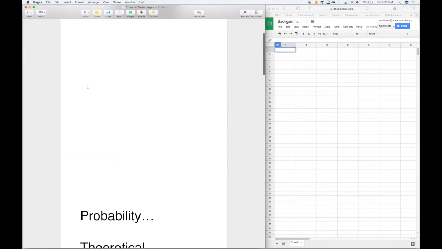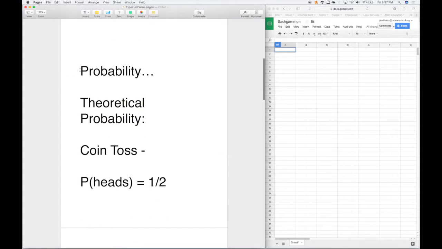Now, to understand expected value, you have to know a little bit about probability. Assuming you already have a basic background, but to review two key ideas. First is theoretical probability. Theoretical probability is the probability based on what you think will happen. I think that if I toss a coin, there are two things that can happen, heads or tails. If I want to know the probability of one of those things, well, the number of ways I can get heads on a coin toss, there's only one. The number of things that can happen on a coin toss, there's two, heads or tails.